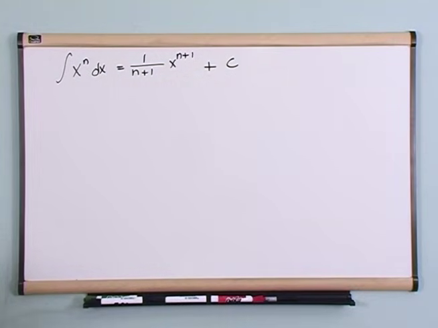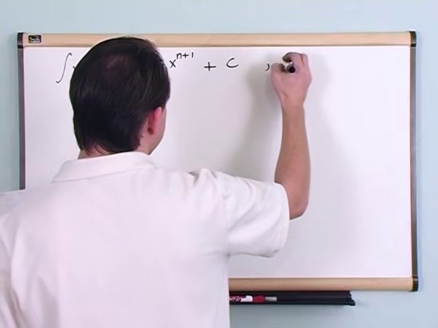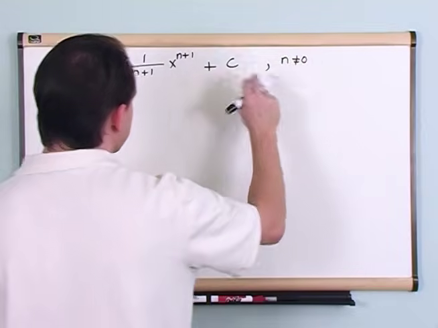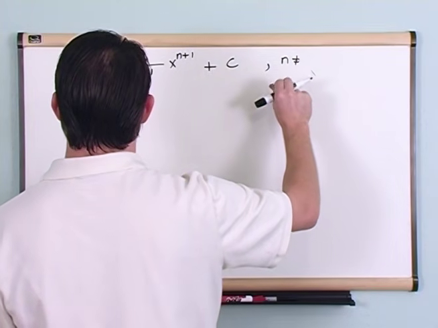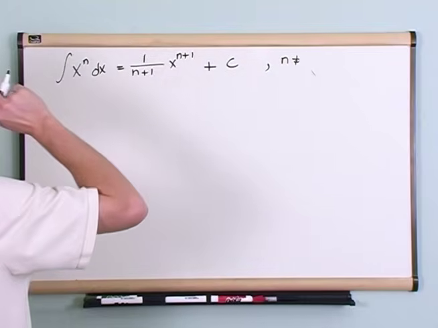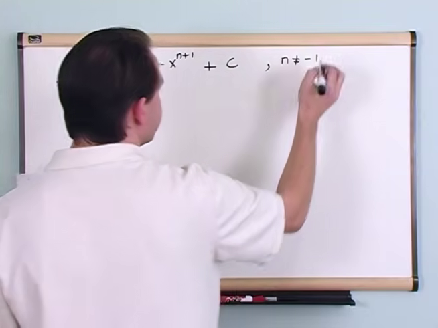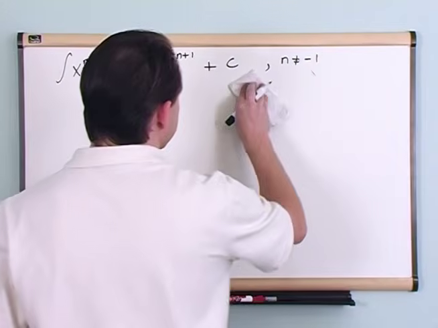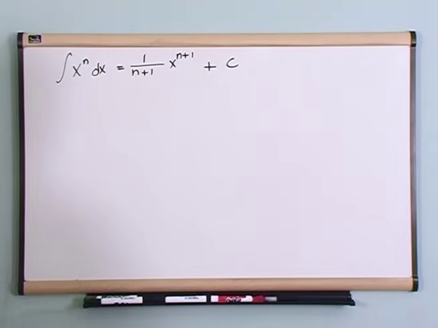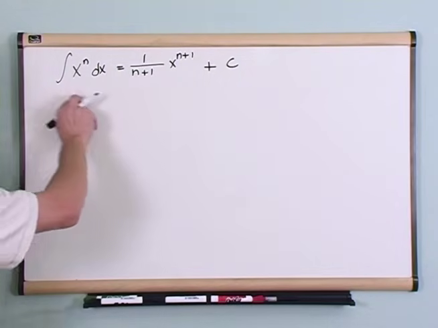Don't forget that. Okay? Now, there's a small catch here that you'll learn about later. N cannot be equal to negative 1. And we'll learn about why later, okay? In fact, we're going to learn about that so far later that I'm just going to kind of erase that for now. This is the basic formula here.